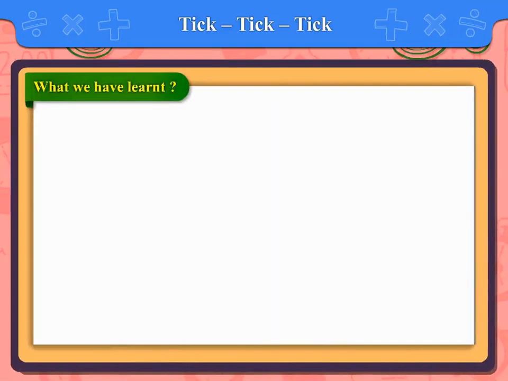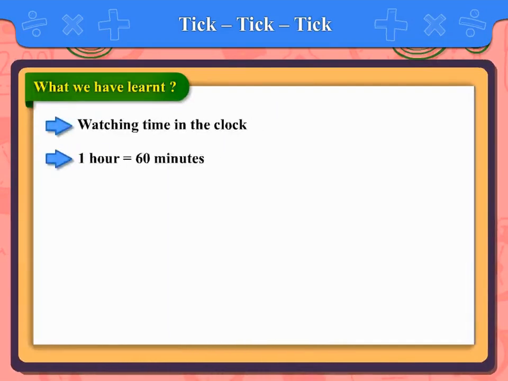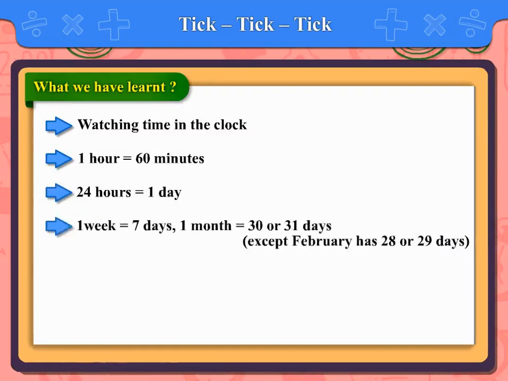What we have learned. Watching time in the clock. 1 hour is equal to 60 minutes. 24 hours is equal to 1 day. 1 week is equal to 7 days. 1 month is equal to 30 or 31 days, except February has 28 or 29 days.